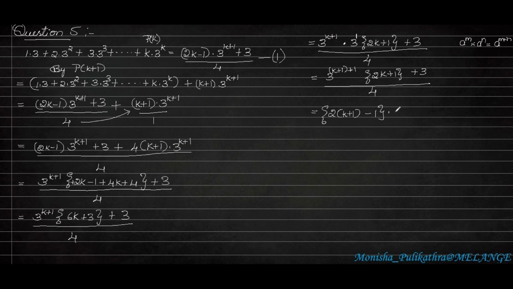Next you can write this 3 to the power of k plus 1. Since here 3 to the power of k plus 1 is there, in order to prove that p of k plus 1 is true, then plus 1 also has to come. So plus 1 and plus 3 whole divided by 4. Now I will tell you how this comes.